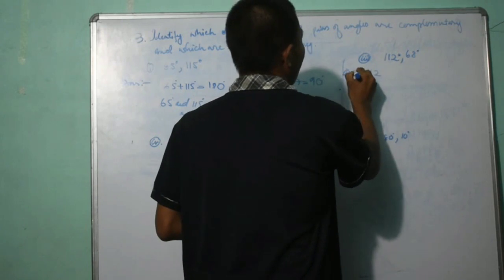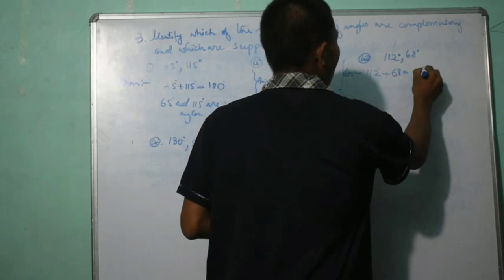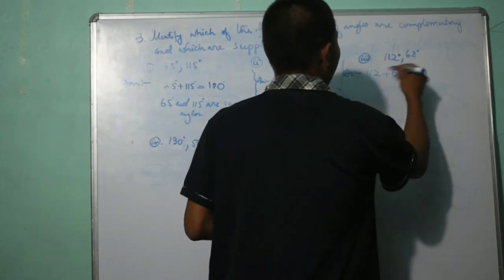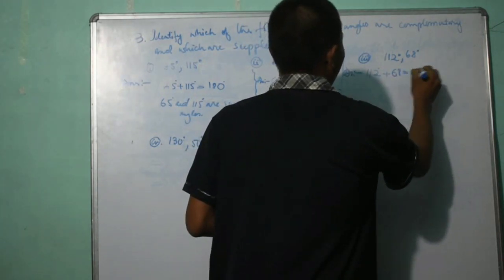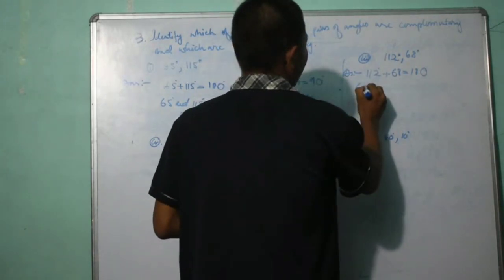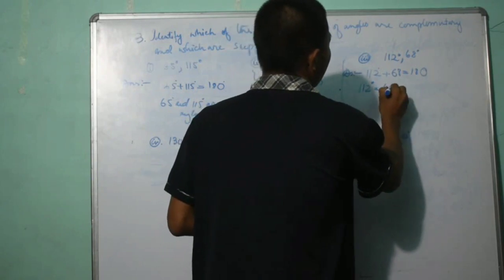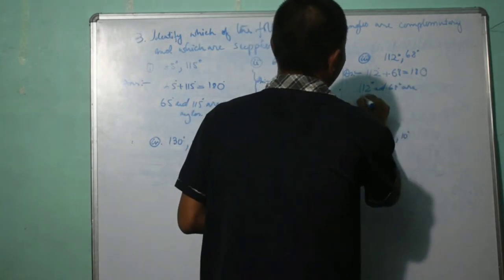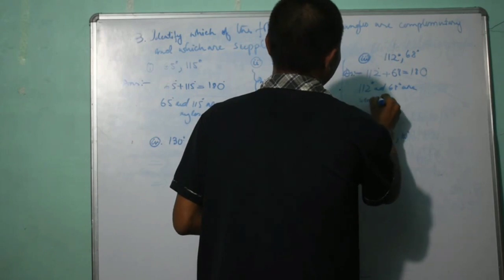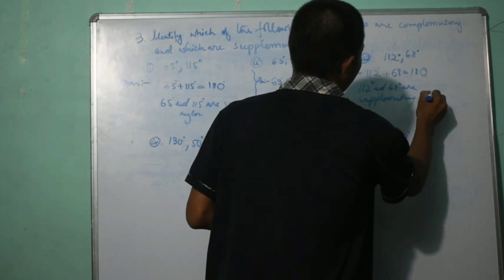For number 3, 112 degree plus 68, 8 plus 2, 10, 0, 1 in hand, 6, 1, 7, 8, 180. Then 112 degree and 68 degree are supplementary angles.